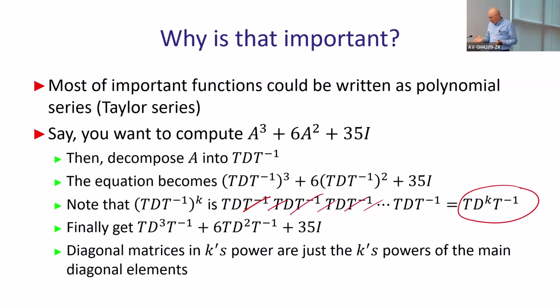So for that computation, it will be T times D cubed, which is just diagonal elements cubed, and so on and so on. You just add the three matrices, a very simple computation. So everything you need to do is just to compute eigenvalues and eigenvectors, and then just powers of diagonal matrices and adding them together. That's it. Very simple. So any computation of polynomials of matrices is much easier in that space compared to the original matrix A. Computationally much easier. And that's why we need diagonalization in general.